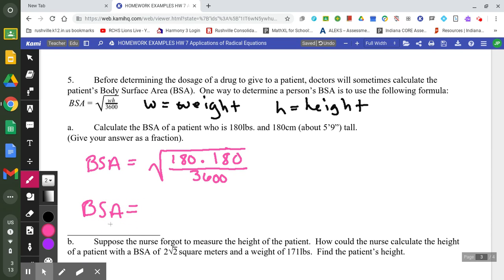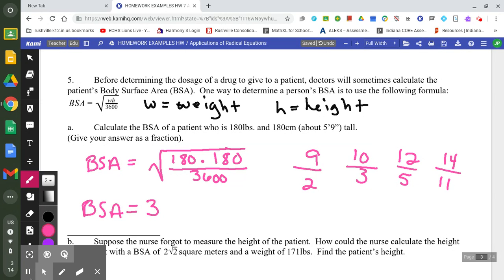So this example actually did not turn out as a fraction. It was 3, but you could have possible answers of, like, 9 over 2. You could have 10 over 3. You could have 12 over 5. You might even have a 14 over 11. Any of those are possibilities. It just depends on what numbers you were given to work with in your problem.